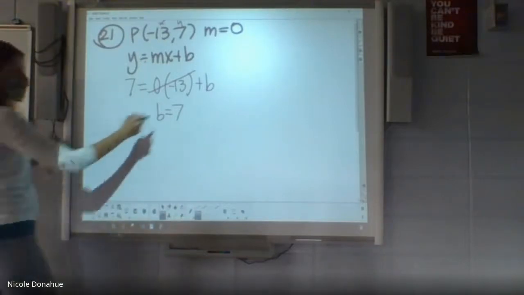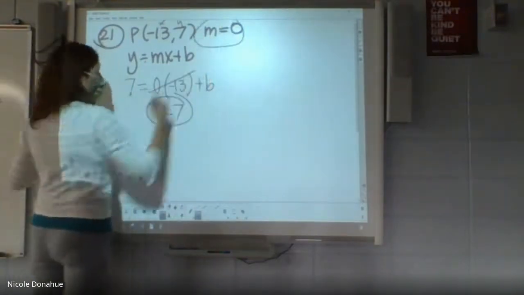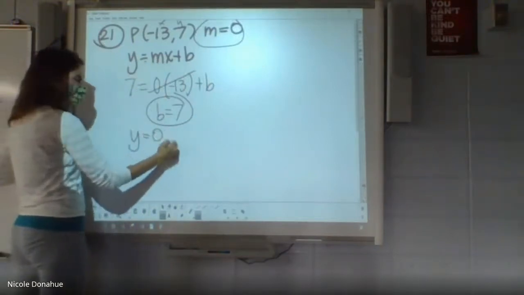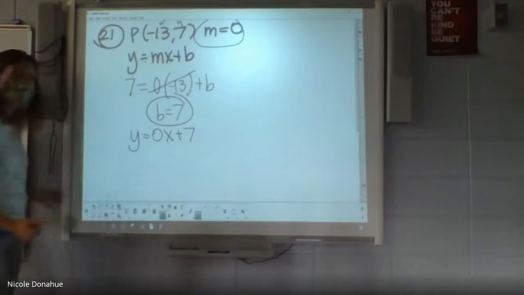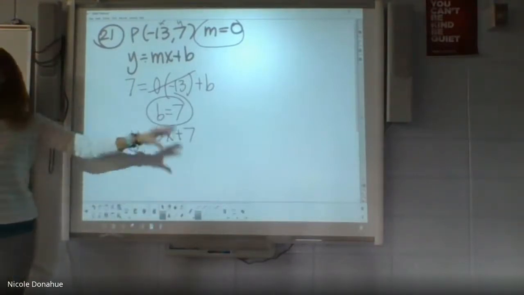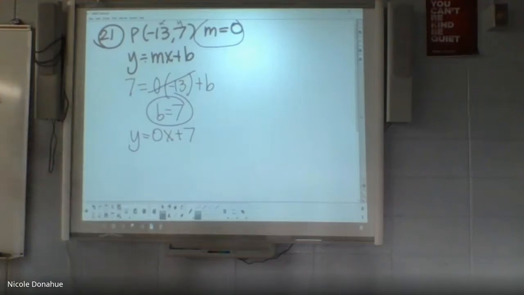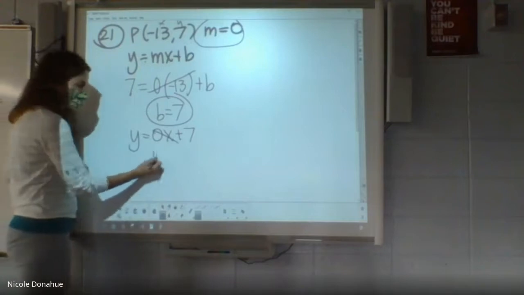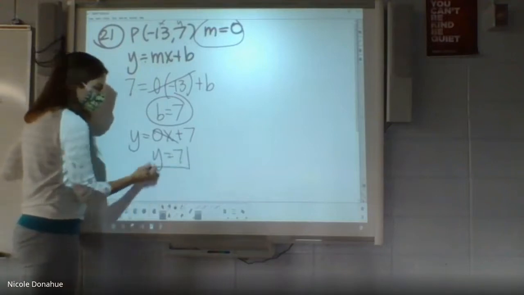So then when I go to write this as an equation, I take my m and b, and I'm going to put that all together. So m is 0. Well, in this case, how can I write that in a more simple way? Y equals 7, 0x. I don't really need to write that. 0 times anything is just 0. So this is just y equals 7.